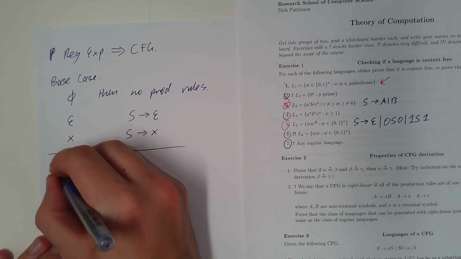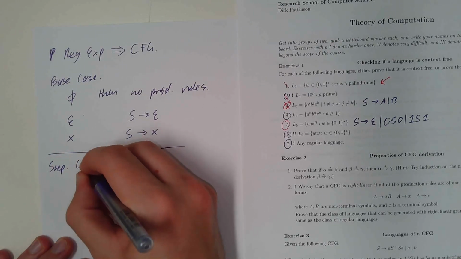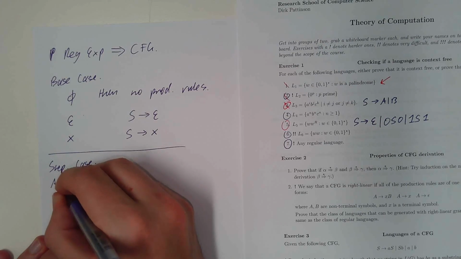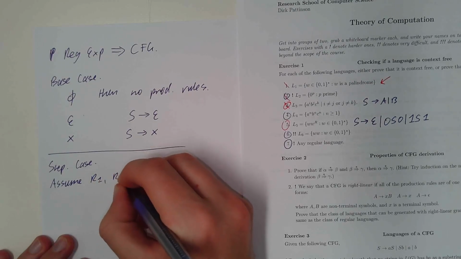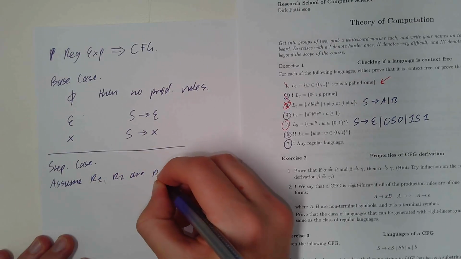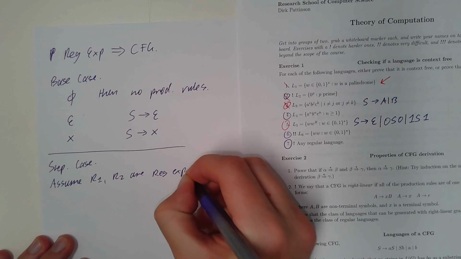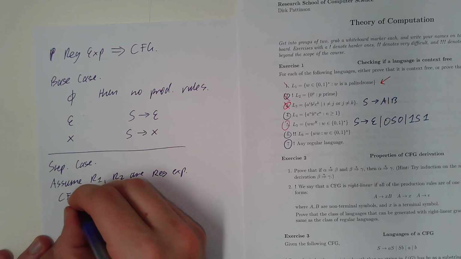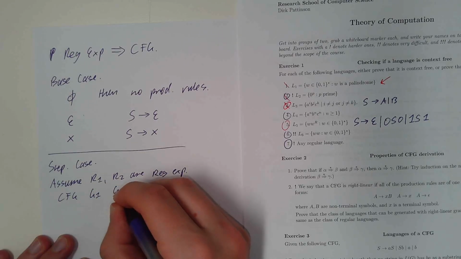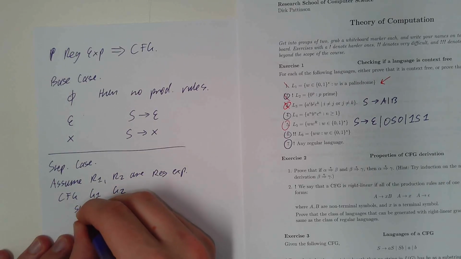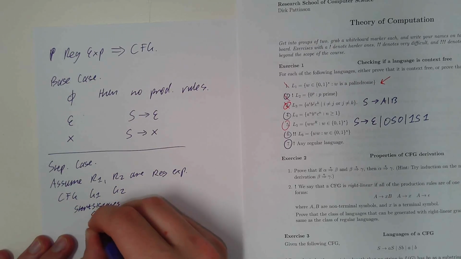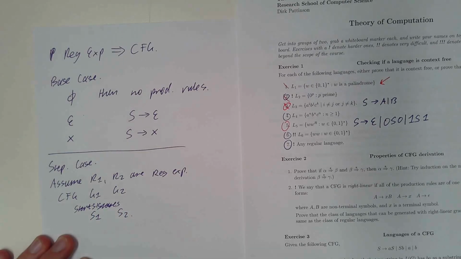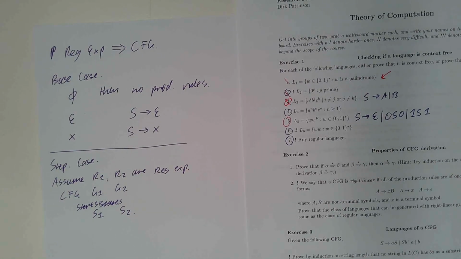Let's look at the step cases. So for the step cases, I'm going to assume that R1 and R2 are regular expressions, and they have context-free grammars G1 and G2, and the starting states are going to be S1 and S2. And I just show I can build Kleene star, concatenations, and unions.